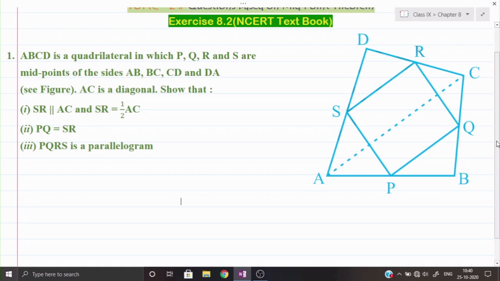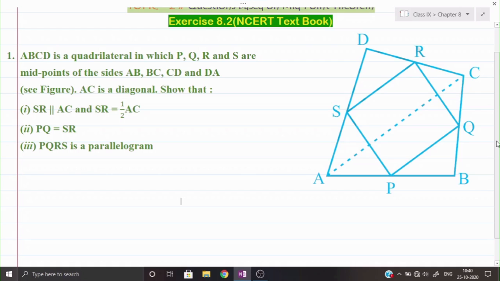Now we have to show three things. SR is parallel to AC. SR is half of AC. Are you looking at the side SR over there? So we have to show SR is parallel to AC and SR is equal to half of AC as well. Then in the second part we have to show PQ and SR are equal, and finally we have to show PQRS is a parallelogram.